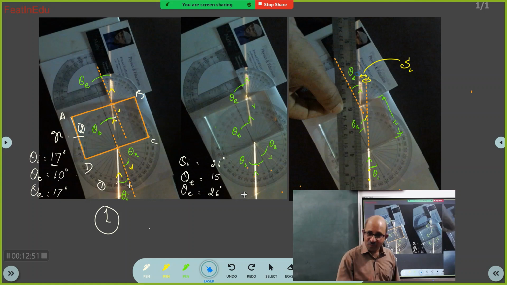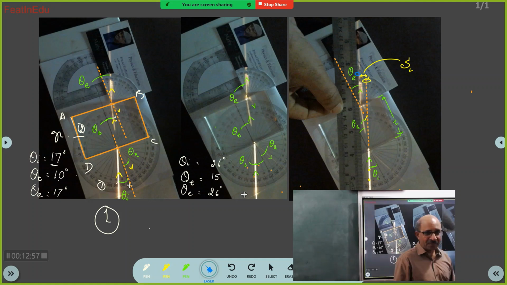Now I am able to see one pin again. Got it? Yes. So here you see, to see the same object on the other side of the glass, I have to move my eyes by a few centimeters. Got it? Yes, sir. So how much I have moved my eyes? That is the lateral shift.